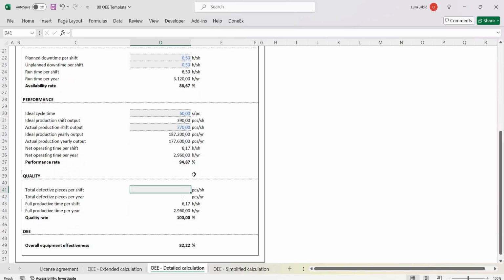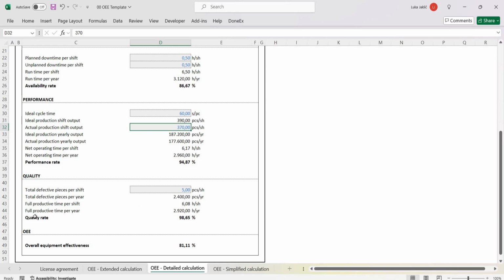For quality, we need to look at defective parts. Quality measures how well the equipment produces good products. There are 5 defective parts per shift, totaling 2,400 defective parts per year. The full productive time per shift, after accounting for these defects, is 6.08 hours. This annualizes to 2,920 full productive hours.